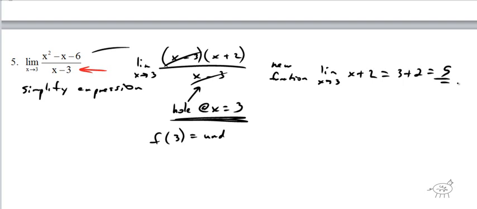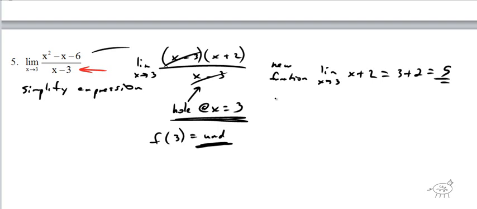Okay? So remember, with a hole, if I say f of that value, it means it's undefined. But a limit means you approach it. I'm approaching the hole. I'm never getting to the hole, so I don't have to worry about it. I just want to know what's going on either side. And so that's why I'm approaching the value of 5.